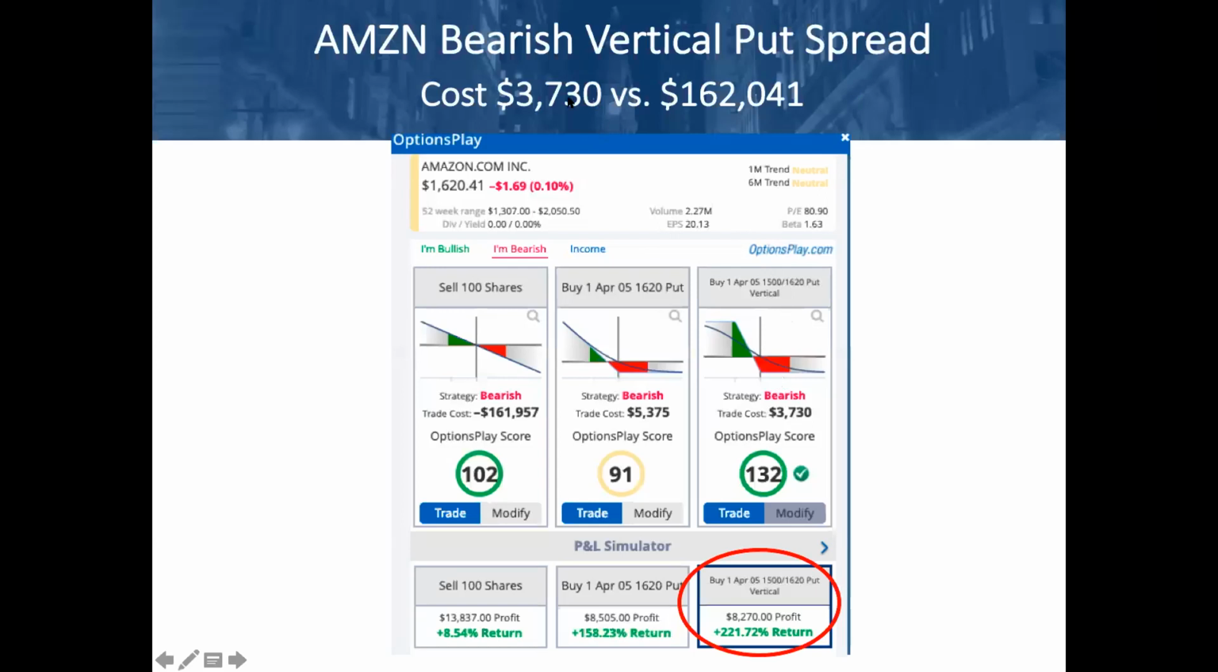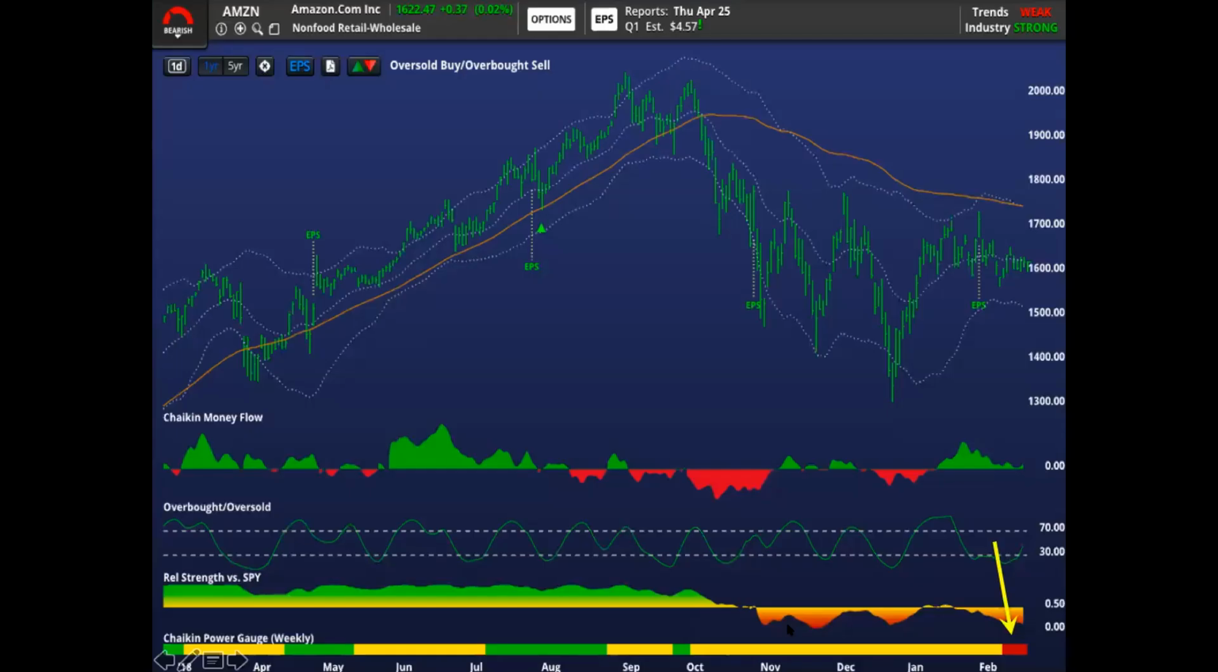It would cost you $3,733. So Amazon has to drop roughly 37 points to make this profitable. That's not much for a $1,600 stock. And if Amazon drops down to 1,500 by April 5th, you bought the 1620 put, you sold the 1,500 put against it, you reduce the cost of the put from 53.75 to 37.30, you could earn a 222% return if Amazon goes down to the lower band at 1,500.